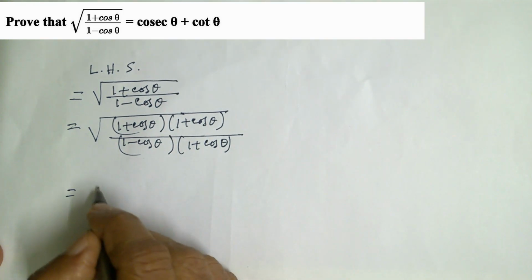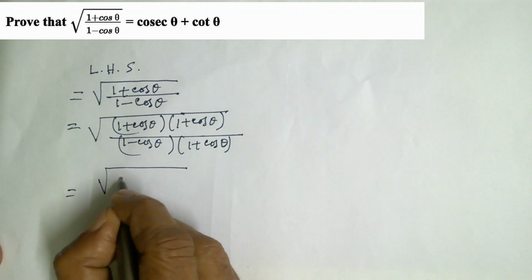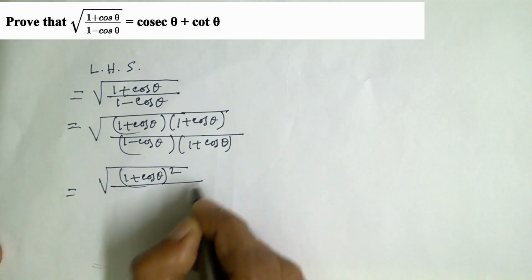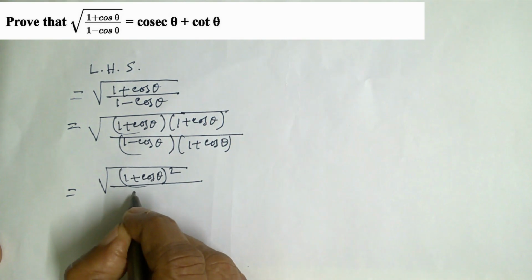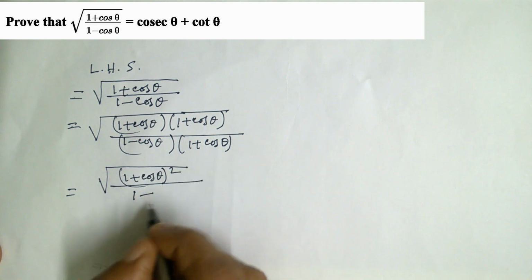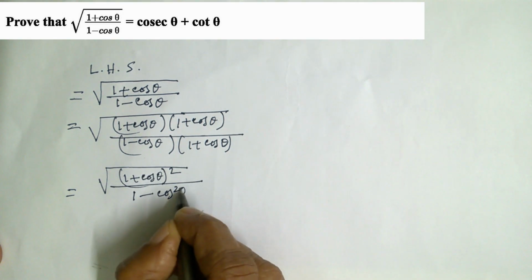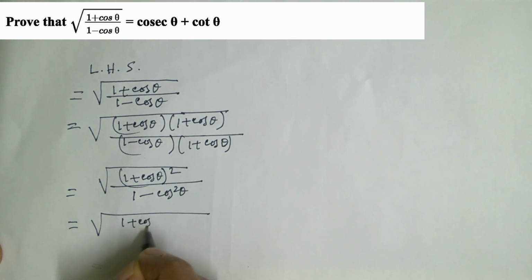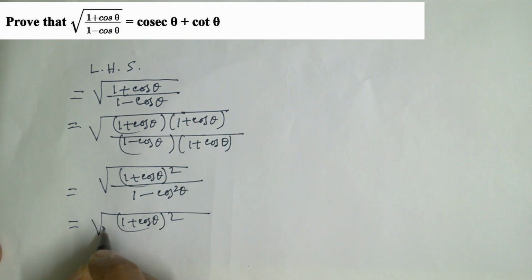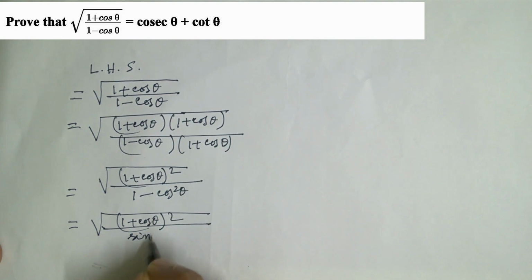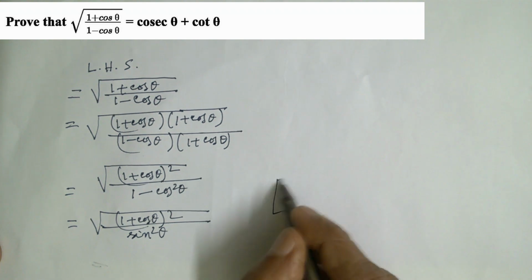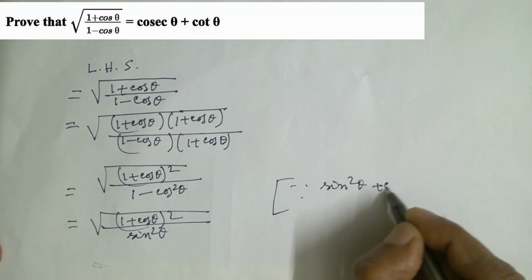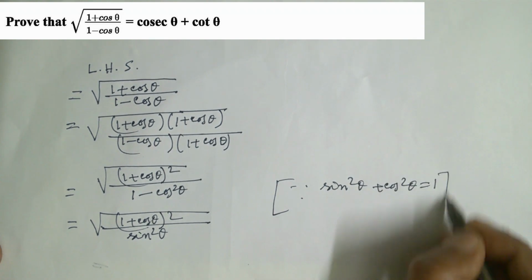So writing another step: (1 plus cos theta) whole square by 1 minus cos square theta, using a minus b into a plus b. Next again write (1 plus cos theta) whole square by sin square theta, as it is known that sin square theta plus cos square theta is equal to 1.